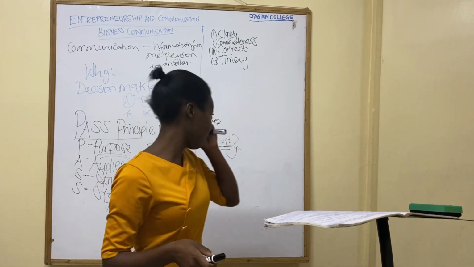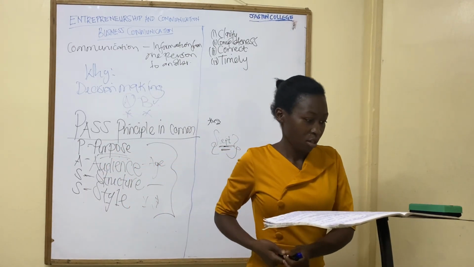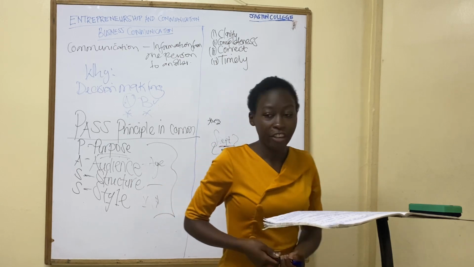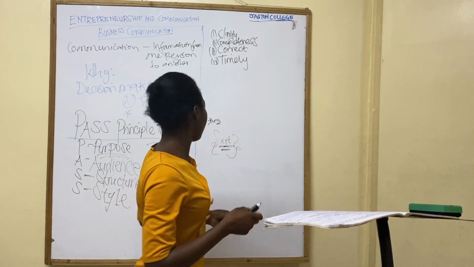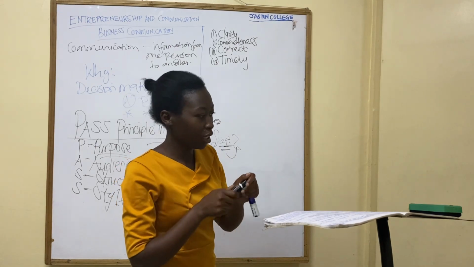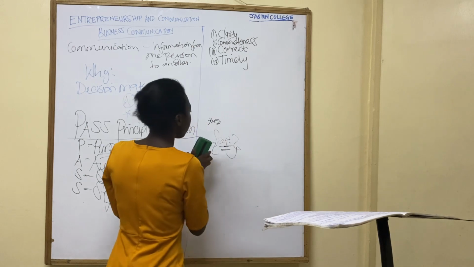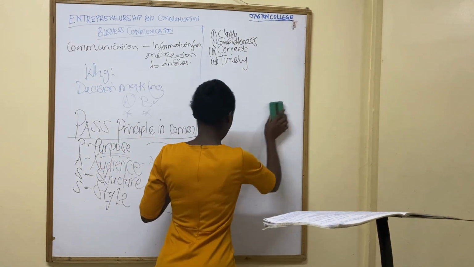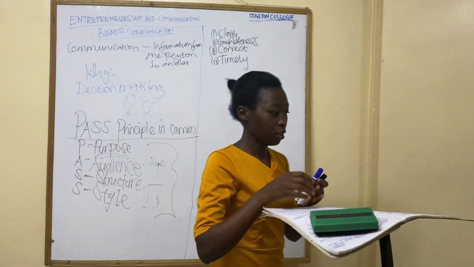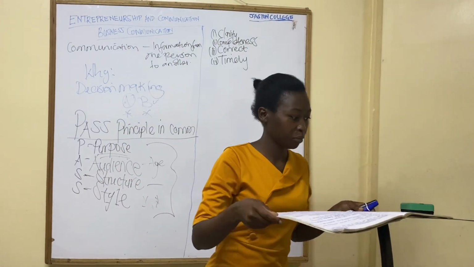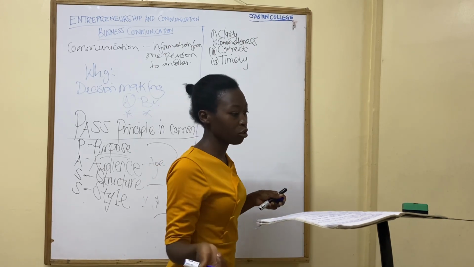So we have some systems of communication. The format of communication. So how the communication is passed from one person to the other. I'll just draw it here. That system, the way a message is transferred from one person to the other.